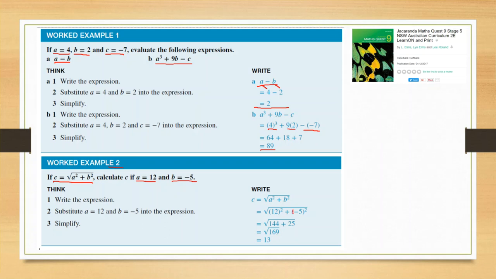So I recommend that you do actually put the brackets in when you do these calculations, just like we did up here. Check with your teacher if you're not sure about that point. So we get square root of 144 plus 25, which is the square root of 169, which is 13.